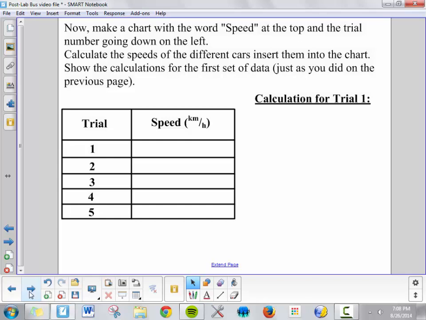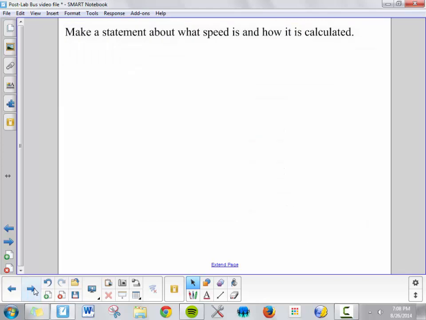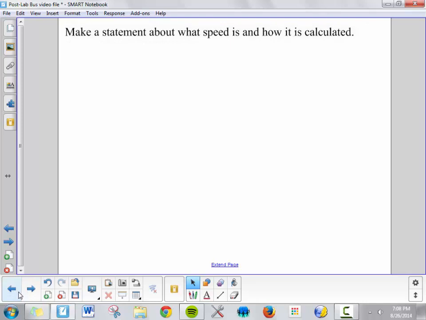Again, right next to this data table. Show the formula, show the numbers subbed into that formula, and then show the answer. Just like this. Then finally, finish off with a short statement of what speed is and how you go about calculating it. Again, in this section, make sure you do use complete sentences again.